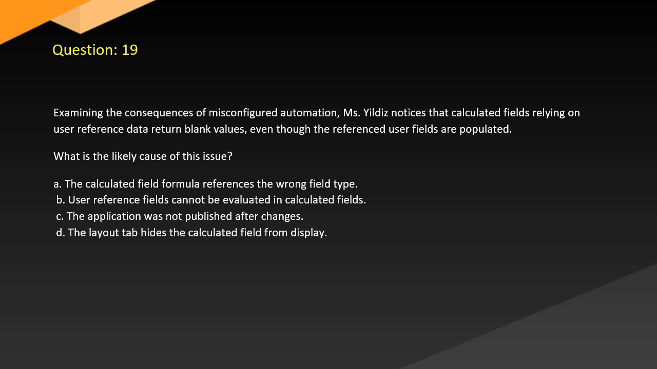Question 19. Examining the consequences of misconfigured automation, Ms. Yield notices that calculated fields relying on user reference data return blank values even though the referenced user fields are populated. What is the likely cause of this issue? A. The calculated field formula references the wrong field type. B. User reference fields cannot be evaluated in calculated fields. C. The application was not published after changes. D. The layout tab hides the calculated field from display.